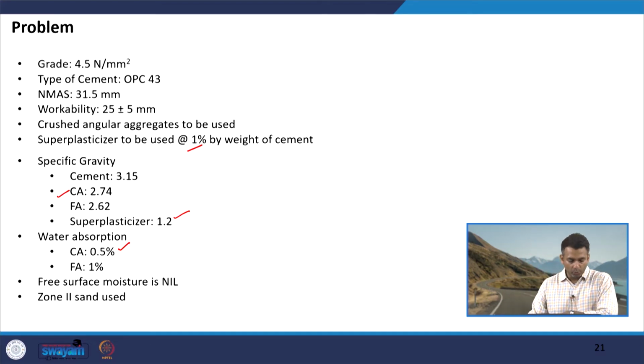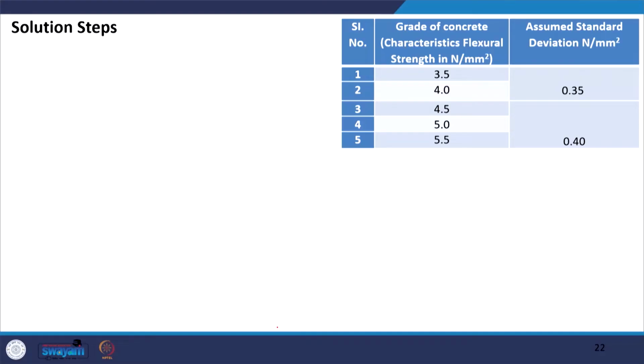So, these are the parameters that will be required to complete the mix design process. Having defined the problem, let us see the steps which we have already discussed yesterday, but today we will try to solve and get the proportions of the various constituents. So, the first step, as we discussed yesterday, is that we have to calculate the target mean flexural strength.